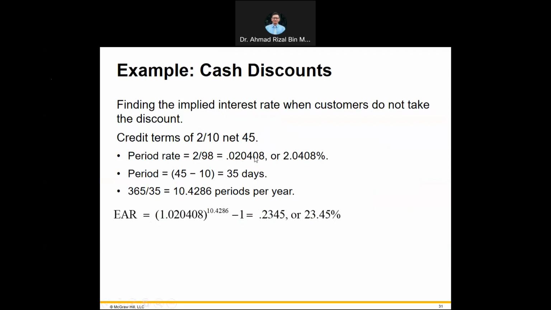Okay, so the 2% discount offered for the first 10 days for a credit note in which the total period of the note is 45 days. The effective annual rate of this credit note with this discount is actually 23.45%. So it is not that cheap. Okay, it is actually not that cheap, although the 2% initially looks small. It looks like something that you can ignore, take for granted. Okay, in reality, it's not. Okay, it is quite costly for you not to take the discount. Okay, so this is the cost to you if you don't take the discount, and pay after day 10.